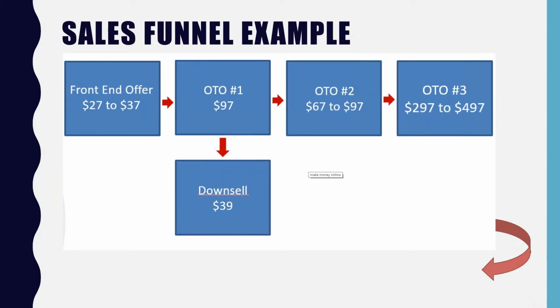So I have a promotion running right now where people can spend anywhere from $7 to $27 for my front-end product, but then they're given the opportunity to spend $97. And if they say no to that, I offer them a $39 offer. And if they say no to this or no to this, I still offer them another $67 offer, all the way until they're offered a $497 product.